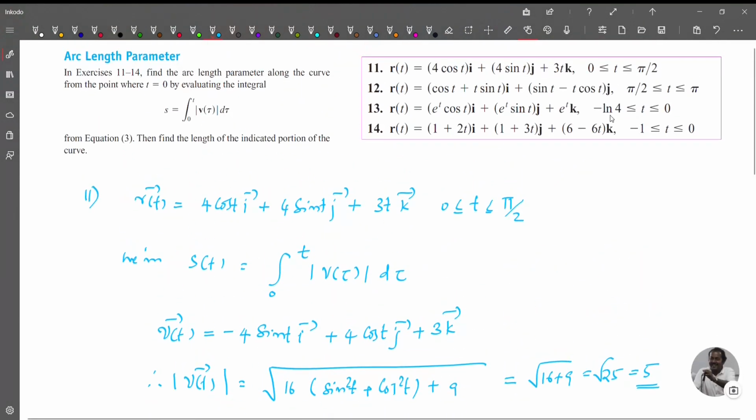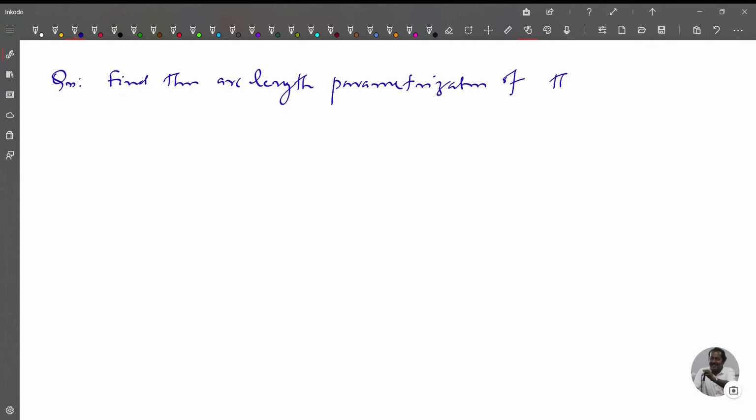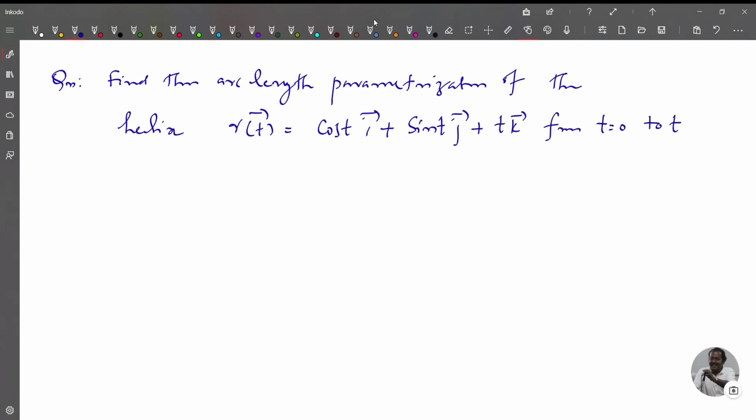The remaining problems are homework for you. Now we do a problem. Question: find the arc length parameterization of the helix r of t equal to cos t i plus sin t j plus t k from t equal to 0 to t.